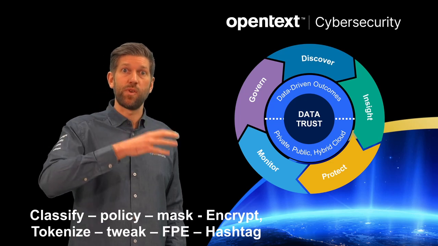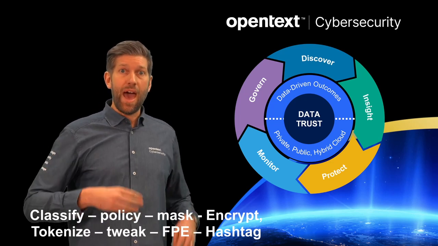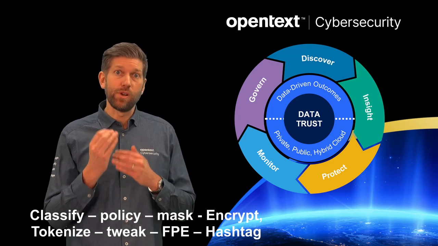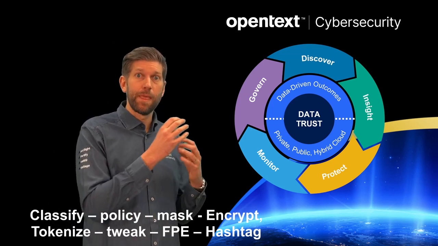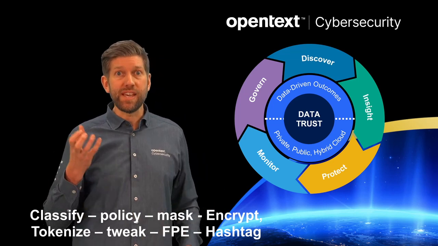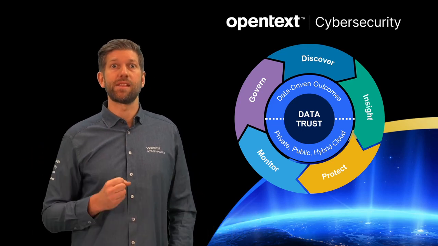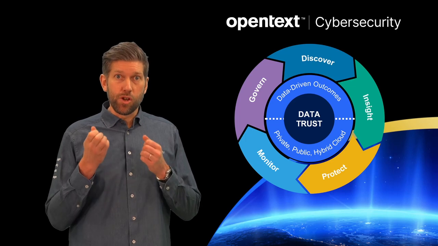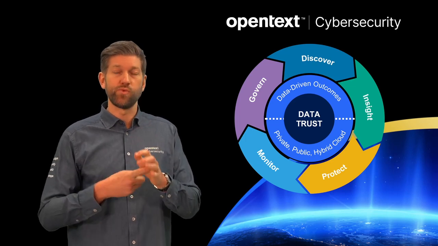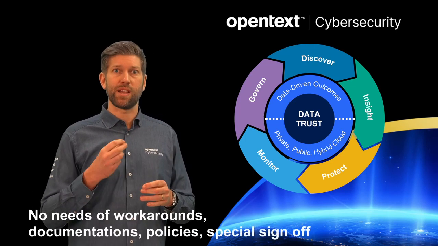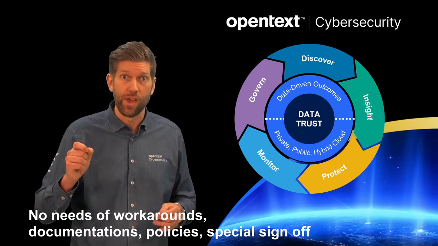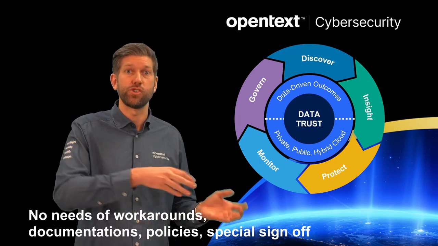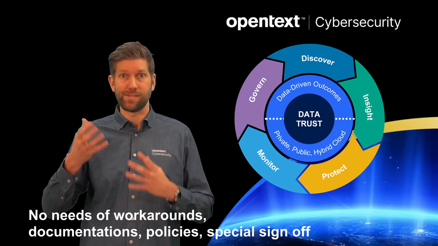The benefits of this is that we can maintain the format, we can maintain the logic between the tables and the relations between all the different information, and we can guarantee the data will look, act, and feel like it does in production, but it will be in a protected format, and that's the data that the testers and developers get access to. What is the good part with this? The good part with this is that we don't need workarounds, we don't need documentations, we don't need different kind of policies applied and sign-offs on how you're allowed to use production data for a certain amount of time in another environment, such as test dev.